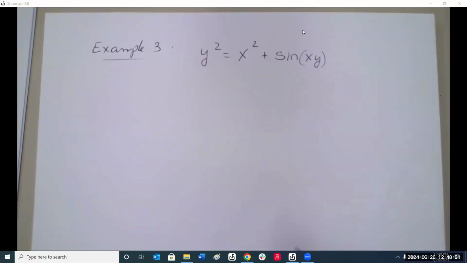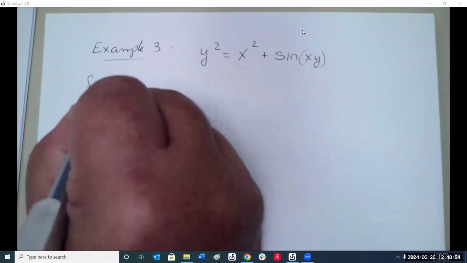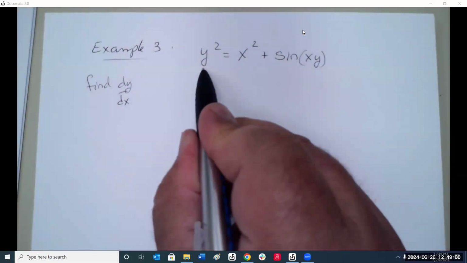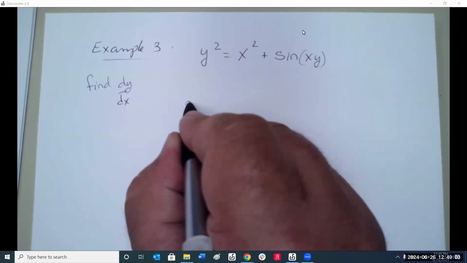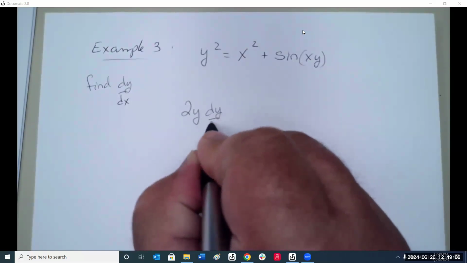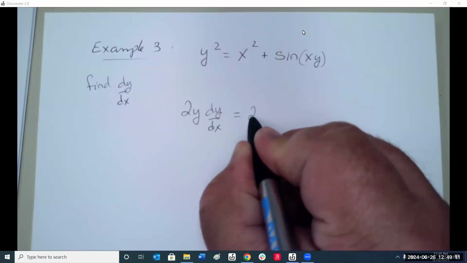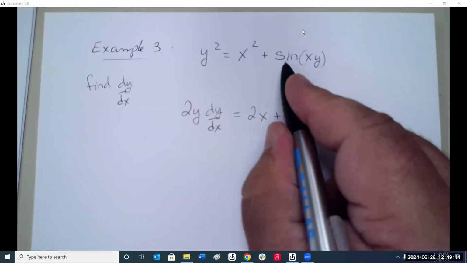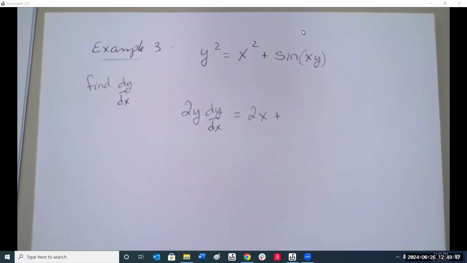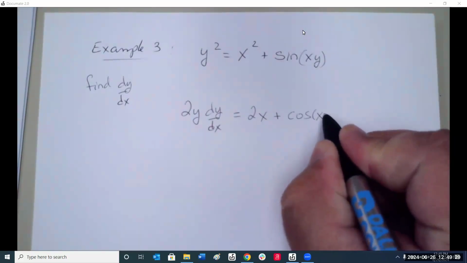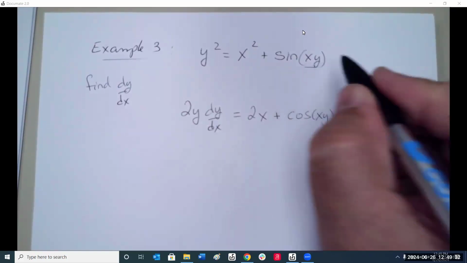So it says find the dy/dx. So go across the board. What's the derivative of y squared? 2y dy/dx. Derivative of x squared? Derivative of sine xy: cosine xy times, what's the derivative of xy?